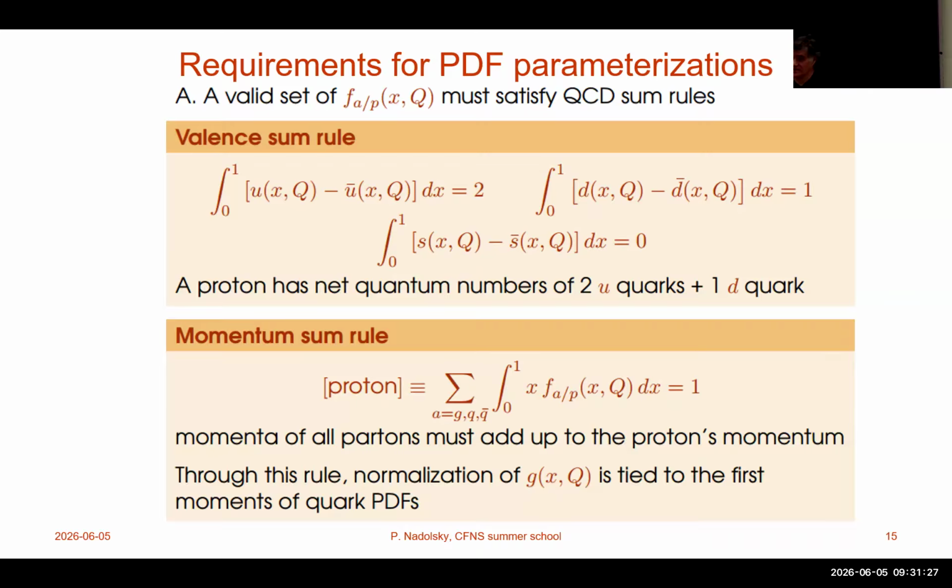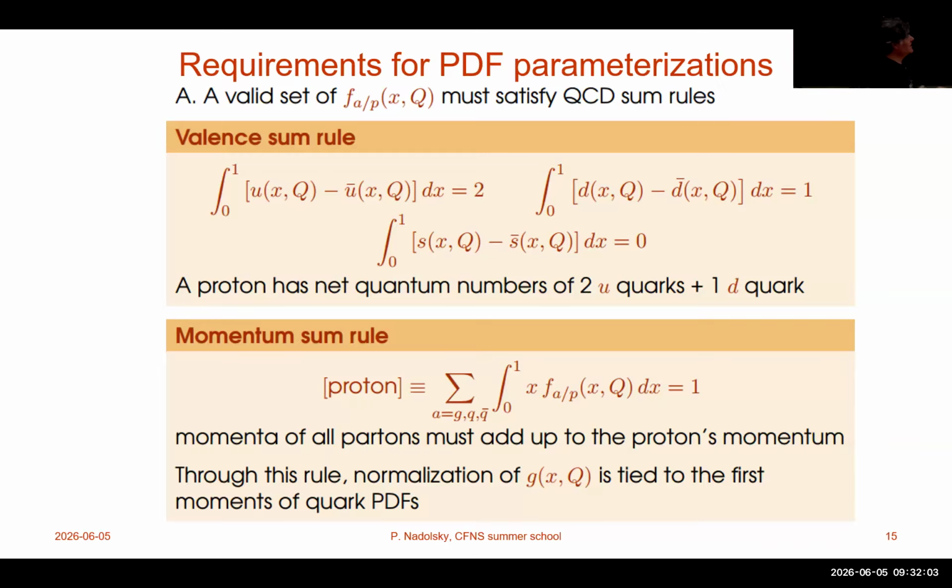For d quarks, the same integral must be equal to 1. And for strangeness, because there is no total strangeness quantum number in the proton, the difference s minus sbar must be equal to 0. The difference c minus cbar must also be equal to 0. So the s can actually have a different shape from sbar, but the integral must be imposed at all times, and that can be quite tricky to implement in the parameterization.